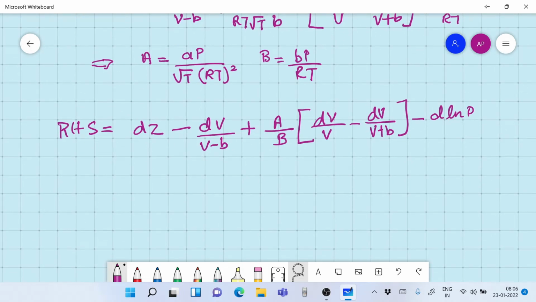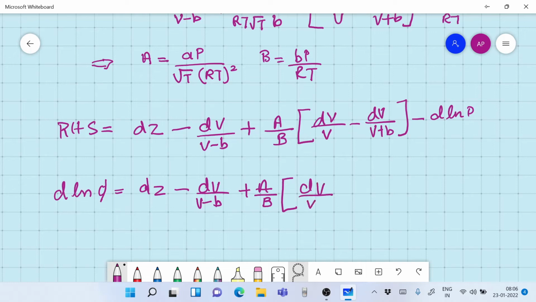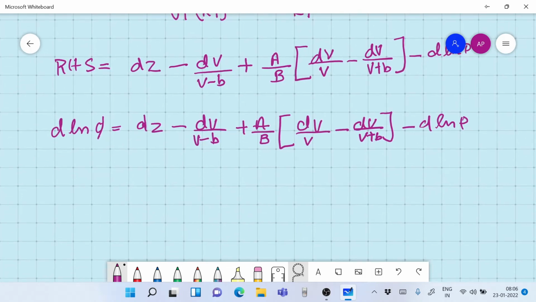Now see, we have simplified it quite well. So we have the expression of LHS and RHS together as d ln of phi is equal to dZ minus dV upon (V minus B) plus A upon B, and you have dV over V minus dV over (V plus B), minus d ln of P. Now, the most important point here is to understand how we do the integration. What are the limits of integration here?